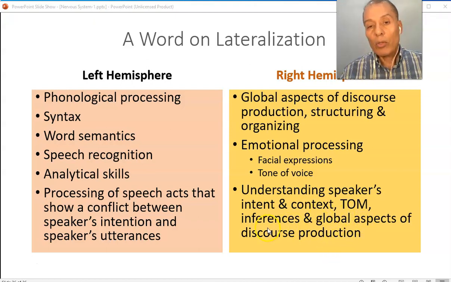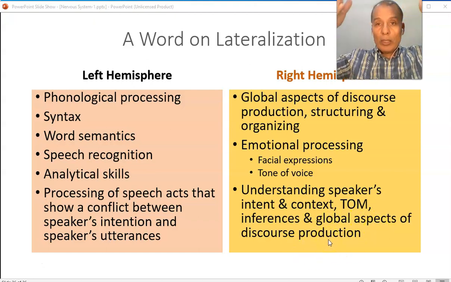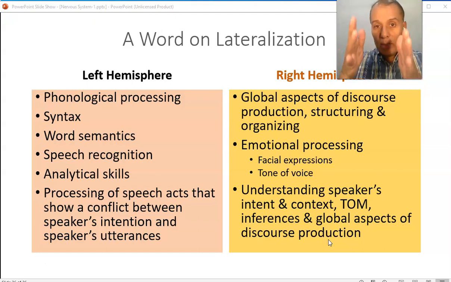The right hemisphere is also specialized in inferencing. It can get information that's not directly stated, but information that's implied in the global aspects of discourse production, like producing an entire story that has connected pieces and sequenced pieces that make sense, and then also processing the whole idea of a book or a story, and reading and comprehending information on that level as well.